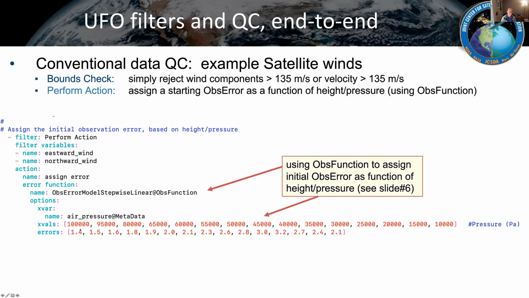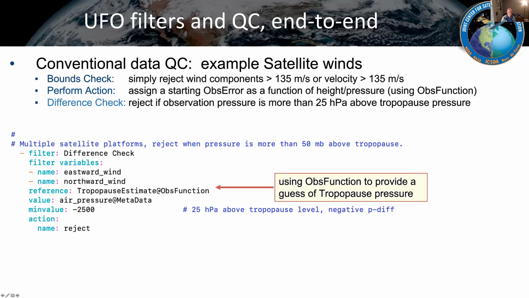So it would be 1.4 for all pressures greater than 1,000 millibars, and it would be 2.1 on the right side of the vector for all pressures higher in altitude than 100 millibars. The tropopause estimate, I mentioned this, so we're just rejecting all winds in which the tropopause, the observed air pressure of a satellite wind, is more than 25 millibars, 20 hectopascals, less than or higher up than where the tropopause is supposed to be.